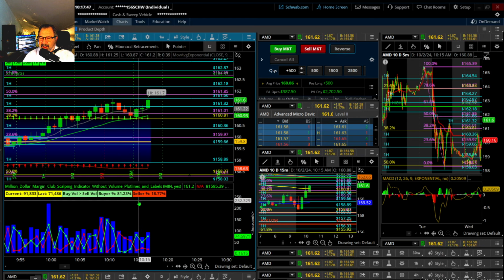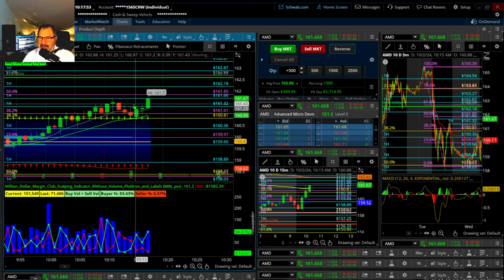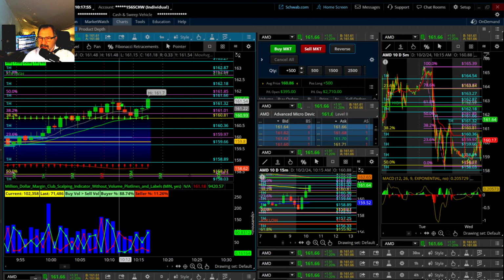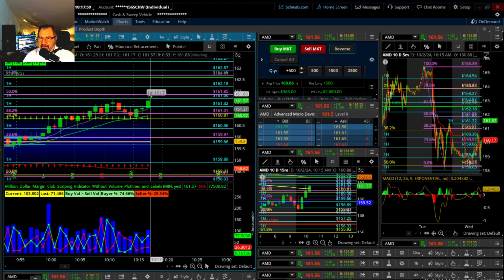Look at this, at the top. It's not a time to get out yet. Everything says go, go, go. It's barely broken where it would retrace. So I'd want to see it up here and then wait for a retrace, somewhere up above that fib, maybe.